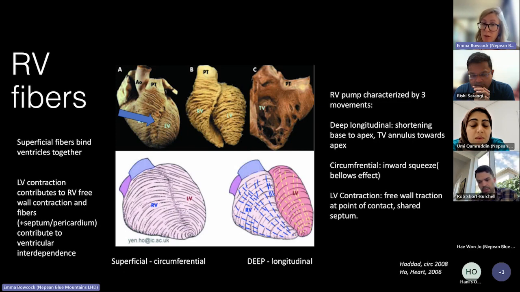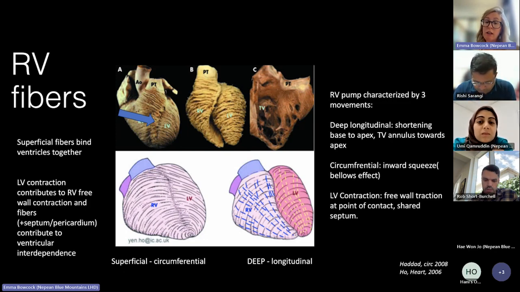It contributes up to 40% of RV stroke volume and pressure generation, which comes from LV contraction. And that's at the points where you get this RV traction from LV contraction, at the points where your fibers are shared between the points of contact between your LV and RV. So you can't think about them as isolated structures. They come as a package.